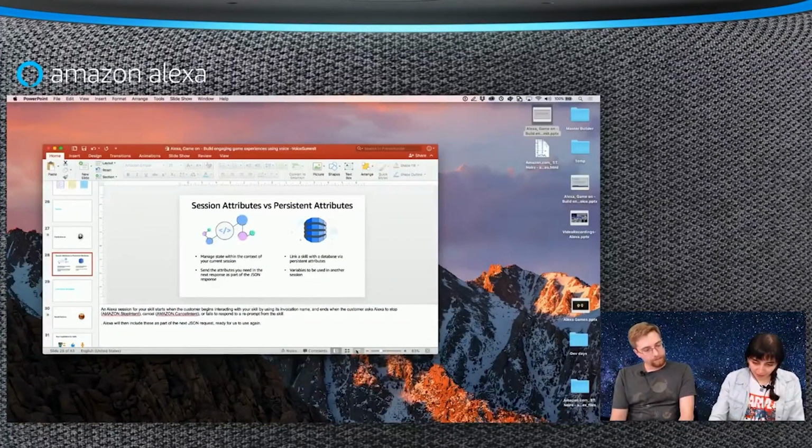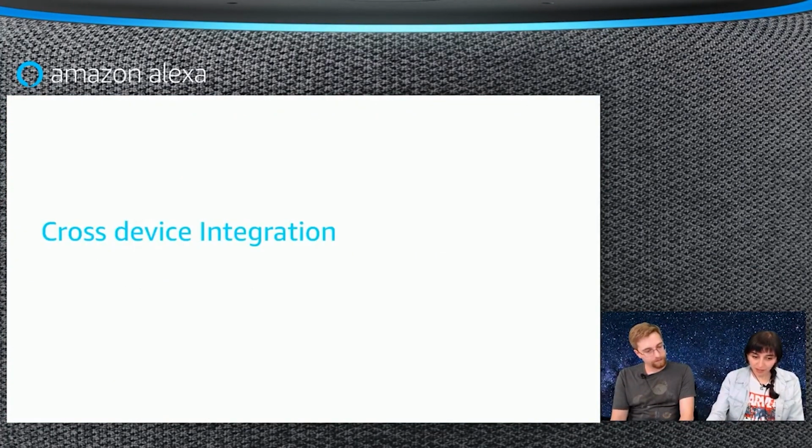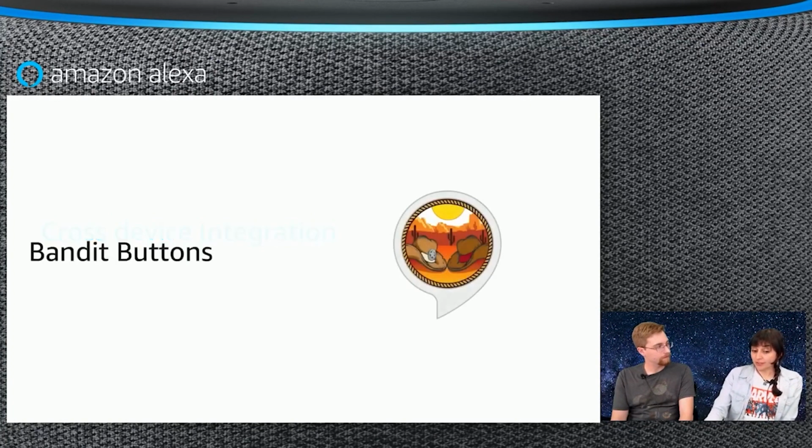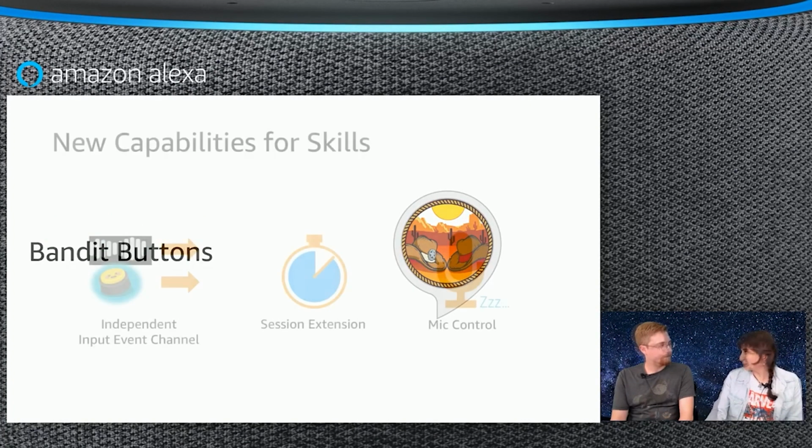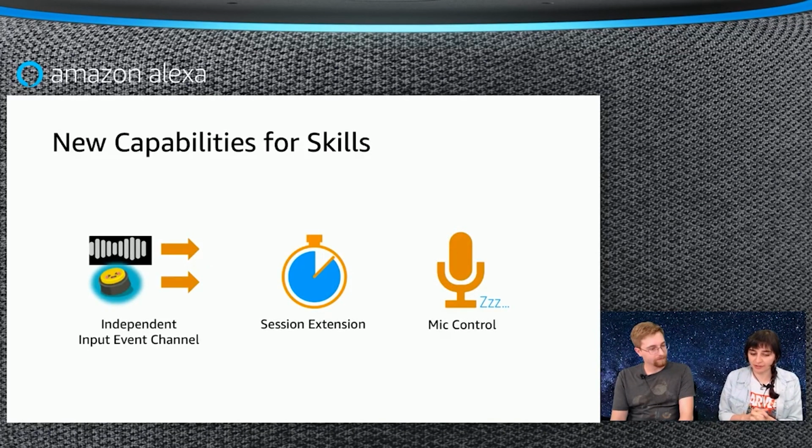So let's go back to our slides. The next thing is cross-device integration. We talked about Echo Buttons. There are a few things to talk about further about Echo Buttons. So when I talk to an Alexa skill, when it asks me a question, I have 8 seconds to respond. If I don't provide any answer, it's going to give me another 8 seconds. And if I don't provide the answer, I'm probably not interested, I'm probably not engaged, and that's why it ends the session. So sometimes for games, you want to have more than 8 seconds.